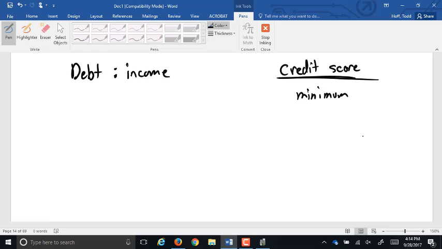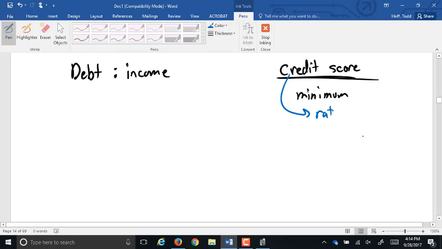But as long as you're above that minimum score, the credit score does not determine whether you get the loan or not. What the credit score determines is your interest rate. The higher your credit score is, the lower rate of interest they give you, because they're pretty sure you're going to pay them back. If you have a lower credit score, they usually charge a higher rate of interest because there's a greater chance that you may default on the loan. It's the debt to income ratio that generally determines whether you get the loan or not.